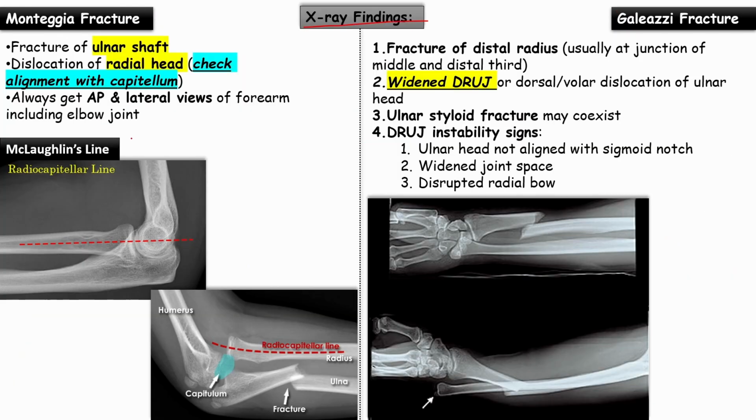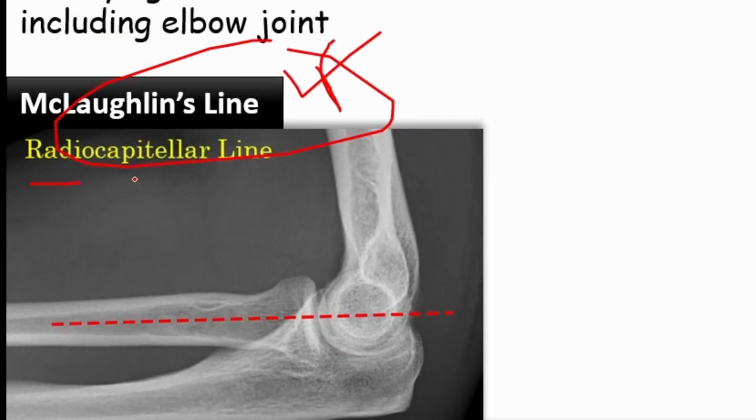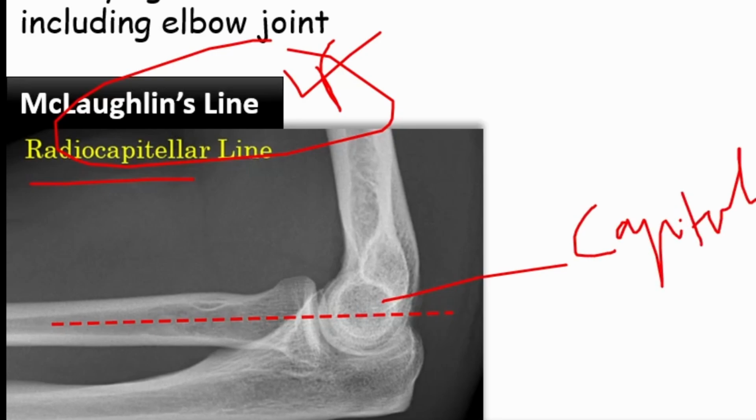X-ray. In this screen, we will not discuss all the things here because this is just a repetition of whatever we have discussed till now. So we will discuss only a few important aspects, like in Monteggia fracture there is something called McLaughlin's line. As you can see here, this is a straight line passing along the longitudinal axis of the radius, and it passes right through the center of the capitulum. So this is also called the radiocapitellar line.